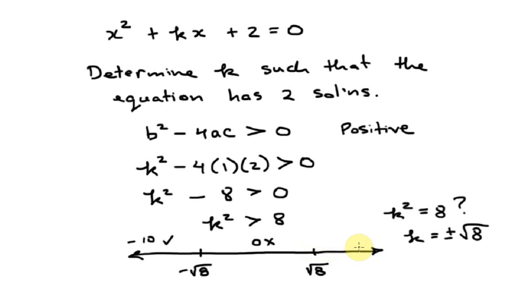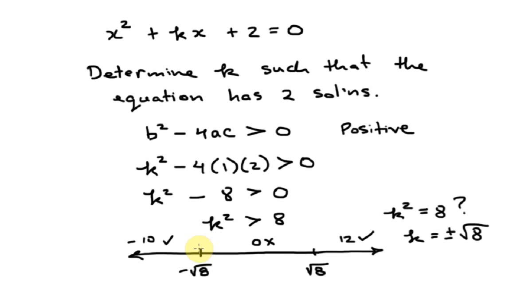Then if I pick a number that's in this zone here, anything greater than root 8, so try something like, I don't know, 12 maybe. Okay, if you put 12 in here, 12 squared, 144, that's greater than 8, so this works.